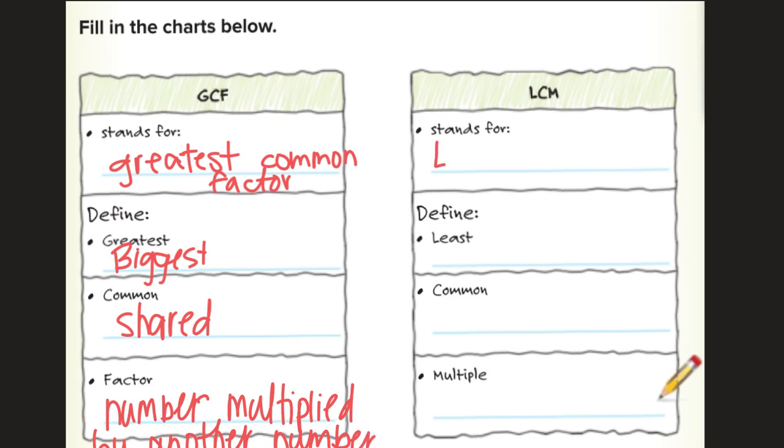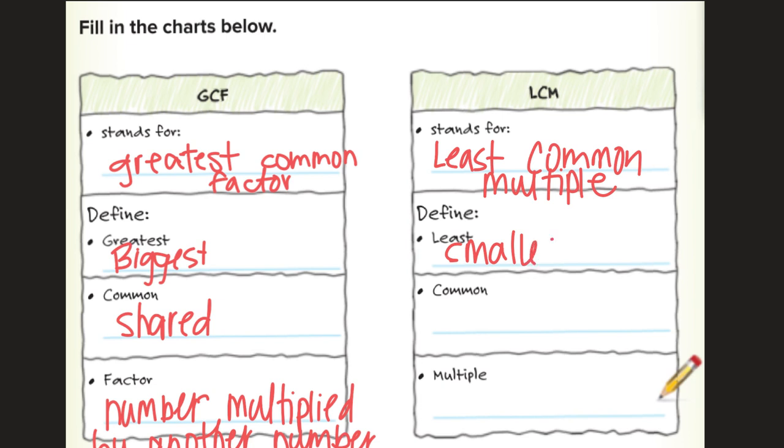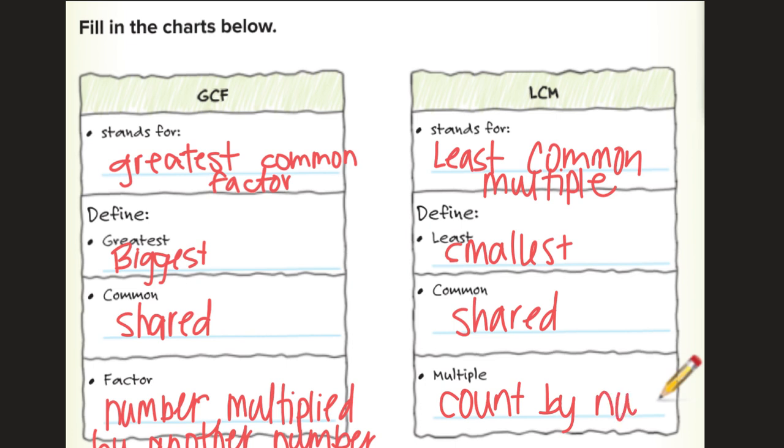LCM stands for least common multiple. Least, smallest. Common, shared. Multiple is our count by numbers. So if I said, what are multiples of 3? You'd count by 3s. 3, 6, 9, 12, and so on.